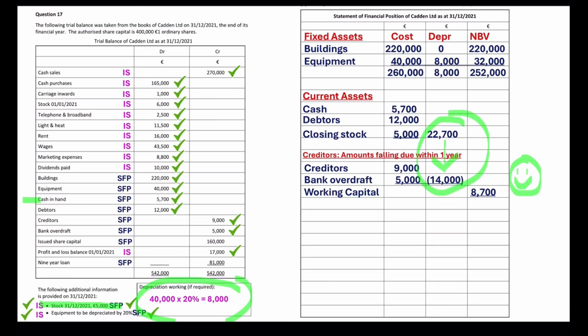Super. What you're going to do then, you're going to add that to your total fixed assets. And that gives you your total net assets of 260,700 euro.